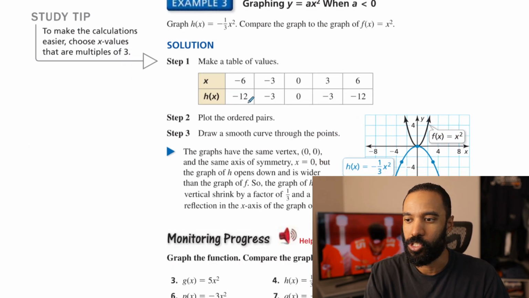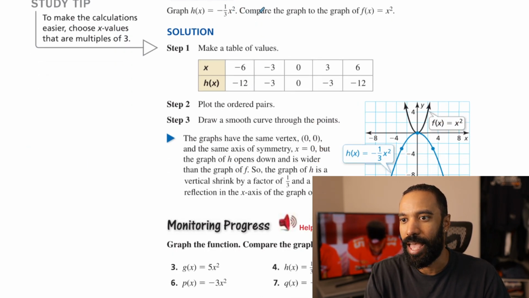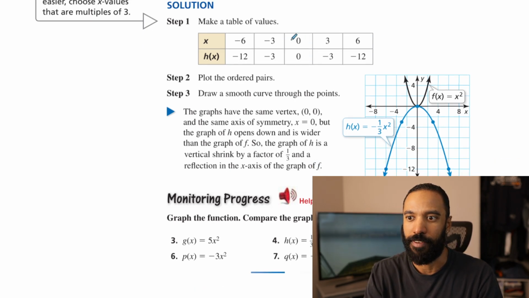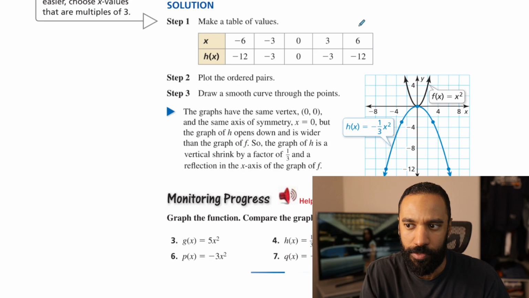All right, let's move on forward. Let's look at another one. Compare negative 1/3 x squared to this one here. So you're going to see that they picked out some different values. And you might ask, well, how do they determine which values to pick?